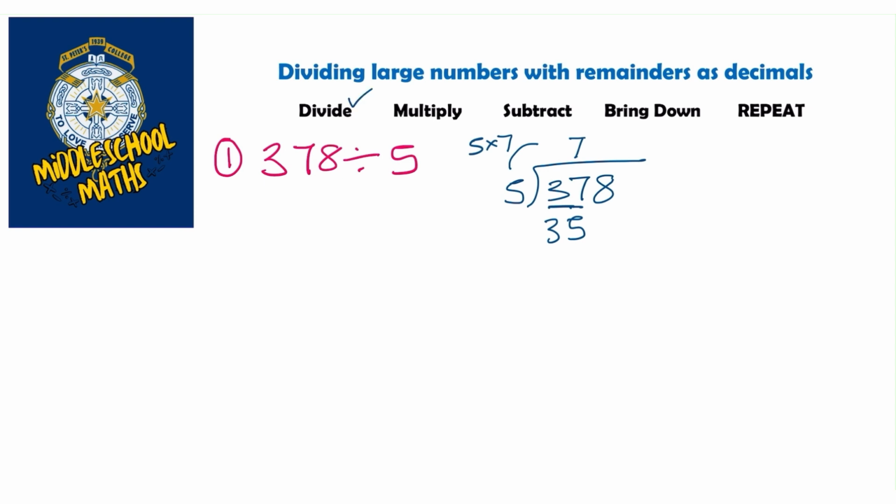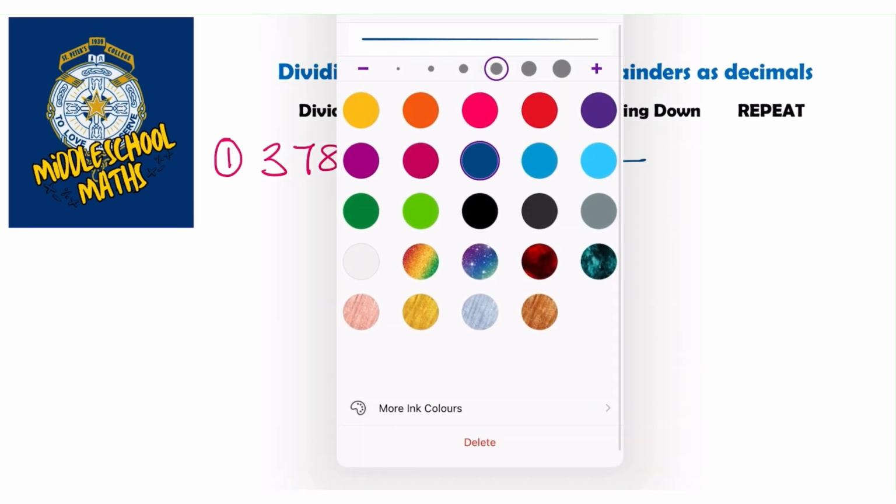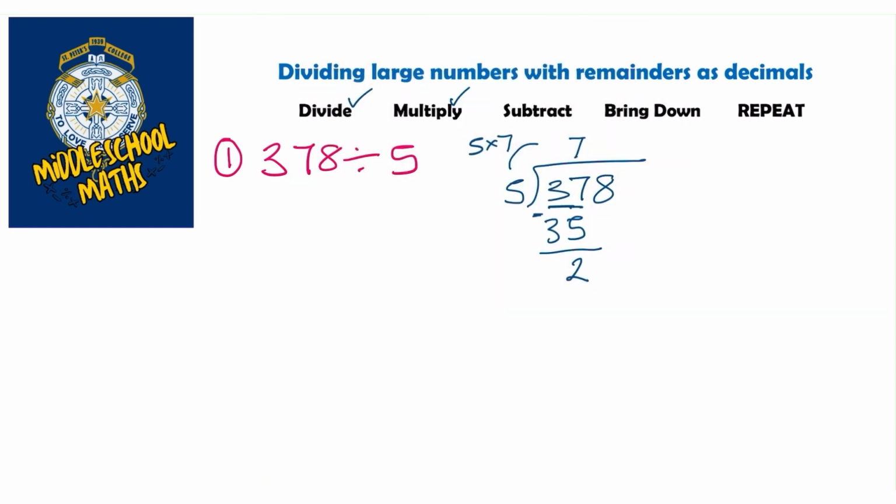So we've done our division, we've done our multiplication, now it is time to subtract. So 37 minus 35 equals 2. The 2 remains in that same column like we did last time. Then we know the next step is to bring down the 8. So we put our 8 here, that's in the ones column, and now we have 28.